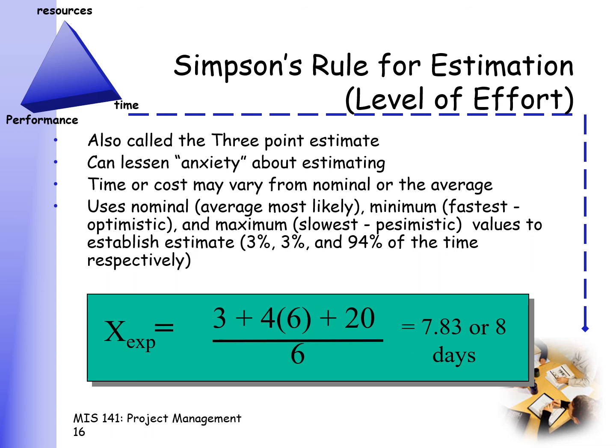Applying the formula to the problem that we had, this is how it will be used. So you have your Simpson's rule. 3 is the minimum, 6 is the nominal, 20 is the maximum. Plug it in the formula and you get this value: 3 plus 4 times 6 plus 20 over 6. And that will give you 7.83 days, or we usually take a round up perspective. That particular module will be finished in 8 days. So that's how you use Simpson's rule.